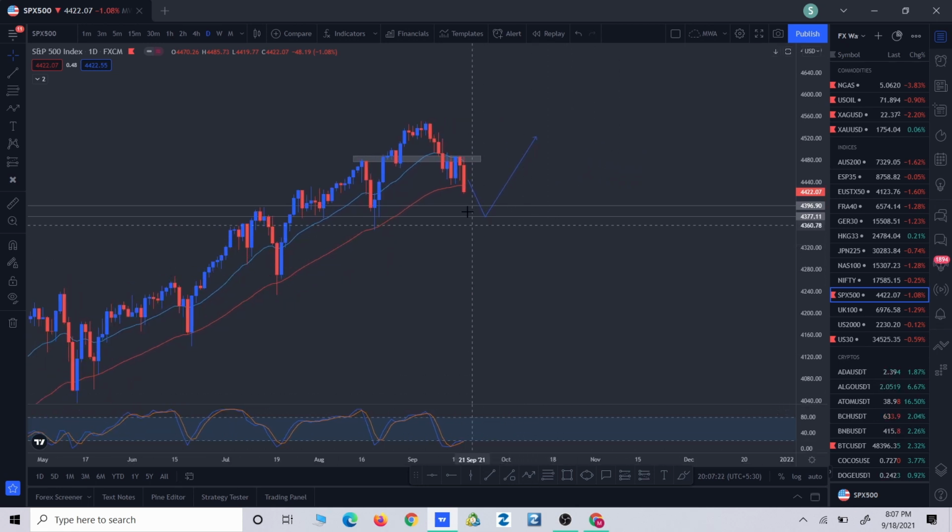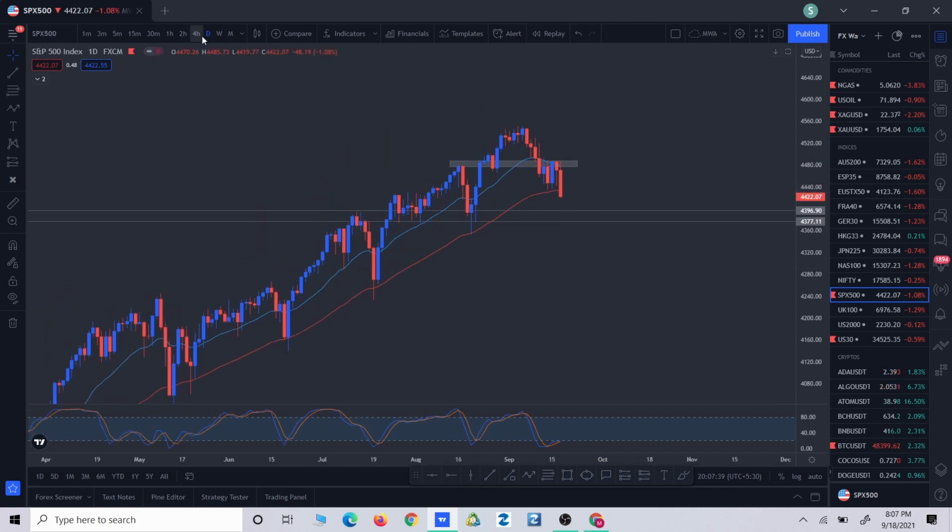We can have one more setup if the price keeps falling and gives us a break and close below the previous low. Then we can wait for a pullback into the recently broken zone and look for some kind of indications to go short. These are the two possible scenarios that we can focus on for the S&P 500 on the daily chart.